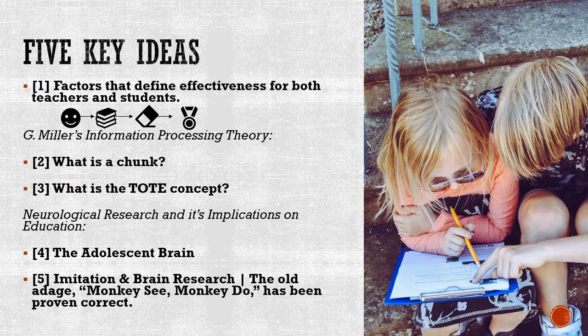Key ideas 4 and 5 both refer to neurological research and its implications on education. Key idea 4 is adolescent brain findings. Key idea 5 is imitation and brain research. In other words, the old adage, monkey see, monkey do, has been proven correct.